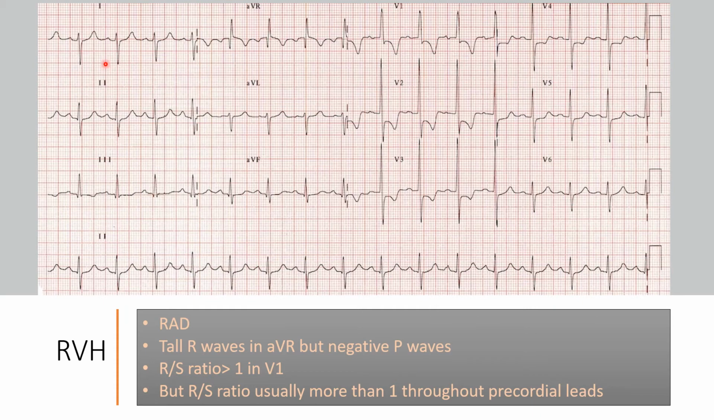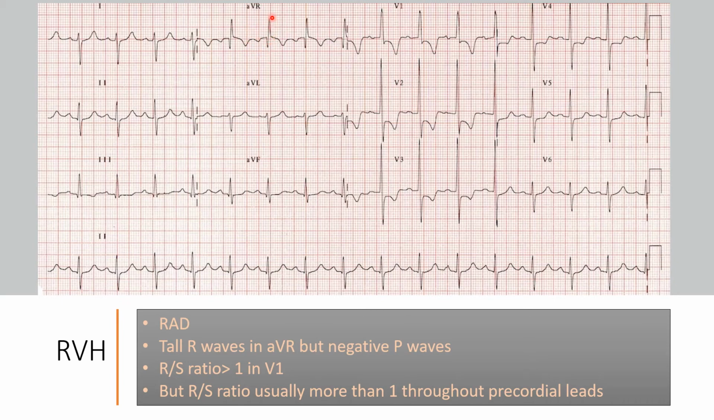In addition, yes, you see a right axis deviation in this EKG where you can see the QRS complex is mostly negative in lead 1 and the QRS complex is mostly positive in 2 and AVF, just like the EKG that we were given. But what is not true is, as against the EKG that you were provided, the P waves are positive in 1 and AVL and the P waves are negative in AVR.